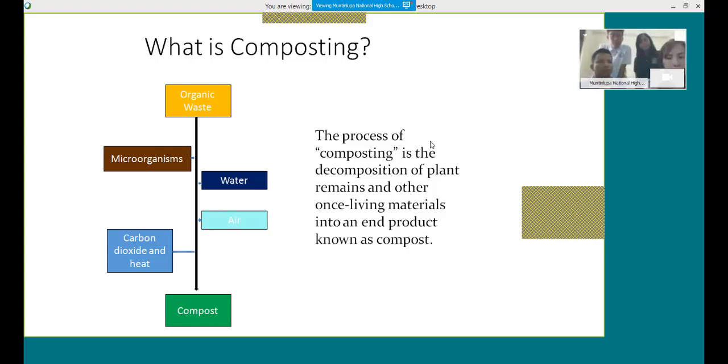And we have it here in our school. Maybe some schools in Southeast Asia have also encountered bokashi composting. And you have lots of benefits. We have different benefits obtained from bokashi composting, such as biodegradation of wastewaters and many more.